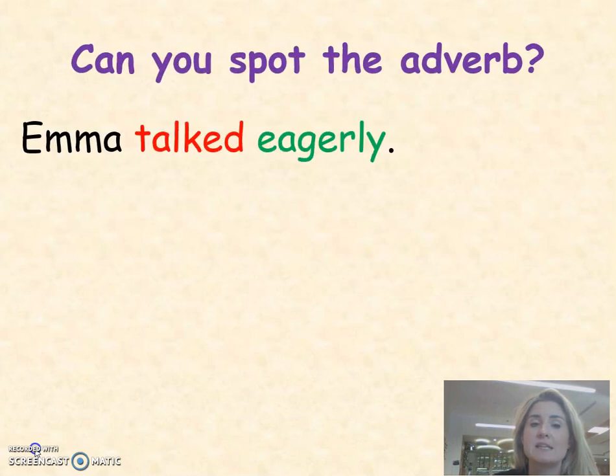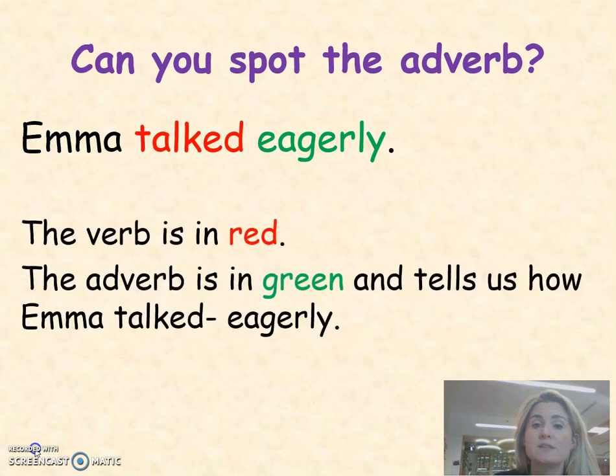Okay, let's have another go. Our next sentence. Emma talked eagerly. Again, we need to find our verb, which is going to be talked. That's our doing word. And then find the word that describes how Emma talked. So our verb is in red, and then our adverb is eagerly, describing the way in which Emma talked, Emma spoke.